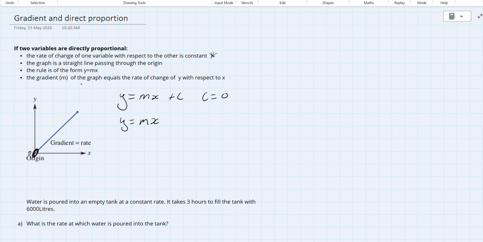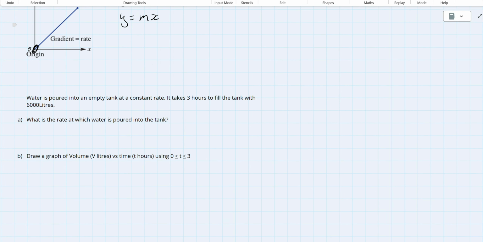The gradient of the graph equals the rate of change of y with respect to x. So again, that just comes back to that first point: as y increases, x will also increase, and it's going to increase at the same consistent rate across it.